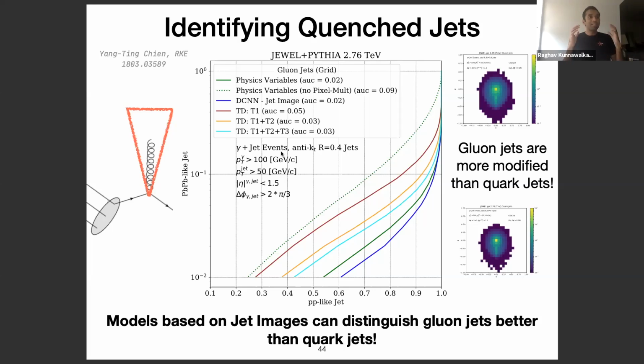But this convolutional neural network is actually seeing something in this, and this can be used, for example, in very peripheral gold events, or in high multiplicity PP events or high multiplicity proton-gold events, where you can say, okay, do I have quench-like structure inside my jet population? And this is one example of something that can be useful if you want to ask that kind of a question.